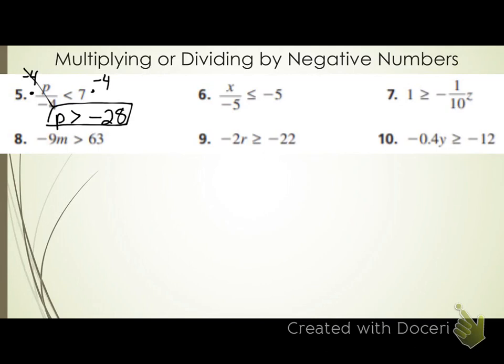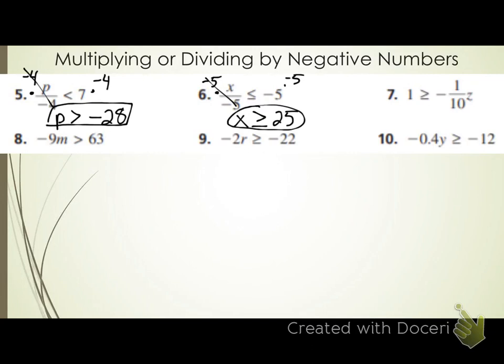Number 6. X over negative 5 is less than or equal to negative 5. How would I get x by itself in this case? Multiply both sides by negative 5. Negative 5 times negative 5 gives me 25. Symbol flip or stay? Flip. Multiplied both sides by a negative, so it's got to flip. We getting the concept here?